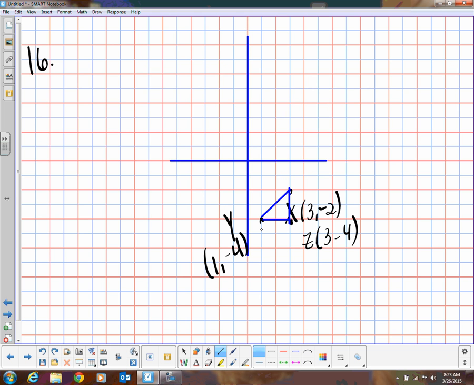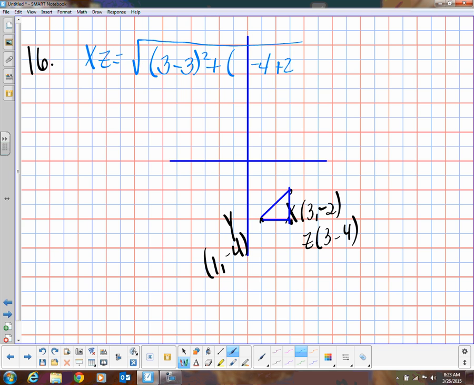Okay, so which two sides do you think are congruent? The one with the y. So xz is going to be the square root of what? 3 minus 3 plus negative 4 minus a minus 2 quantity squared. What happens to 3 minus 3? Okay, so this is going to end up to be negative 2 squared. Do you see where my negative's still inside the parentheses? That means we have to square all of it. So what's the square root of 4? 2. All right, xz. What is yz?